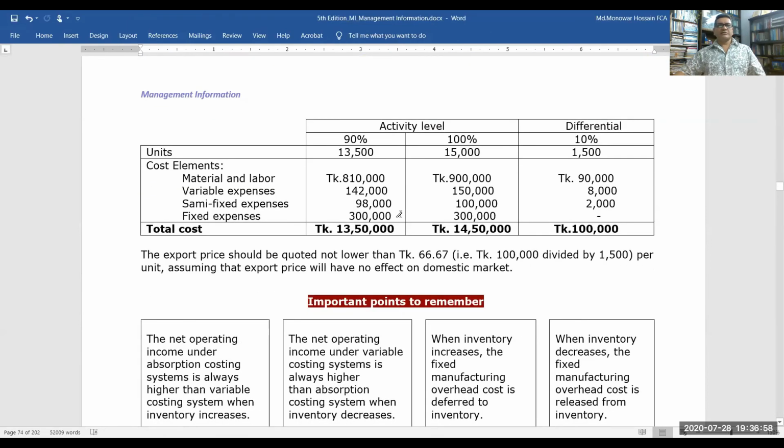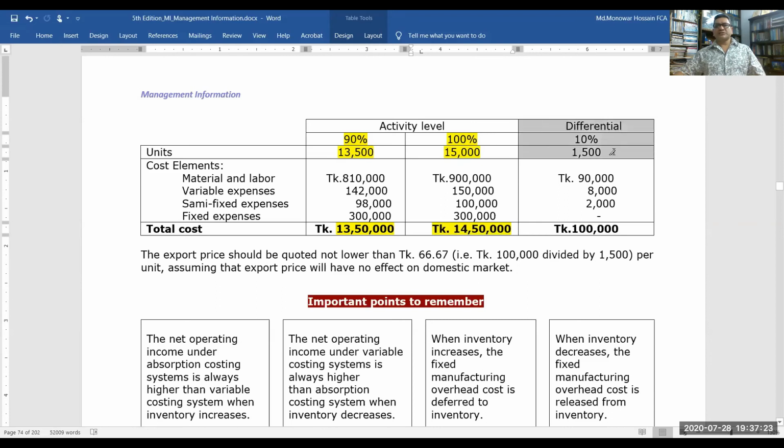Now, activity level, units 90% and 100%. If we put all the figures here, then we'll get the total cost of 13,50,000 under the 90% capacity, 13,500 units, and under the 100% capacity, 15,000 units, the total cost is 14,50,000. So the difference for the extra 10%, 1,500 units, is 1 lakh taka.